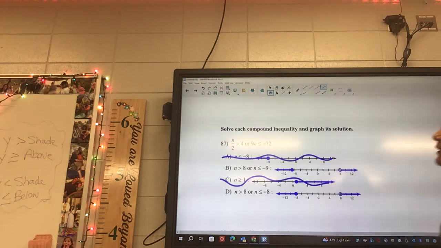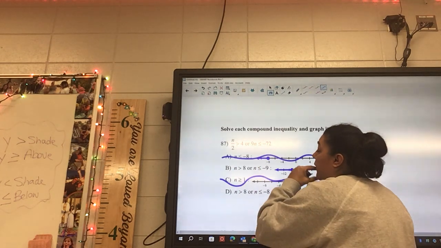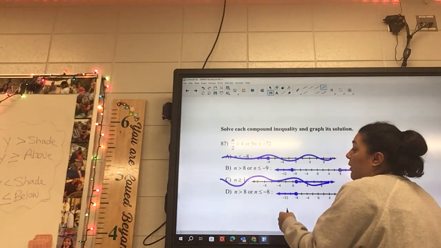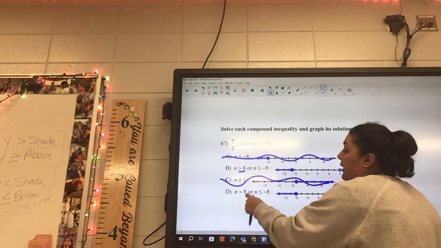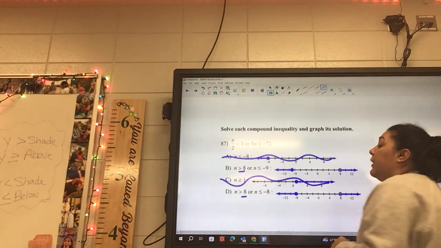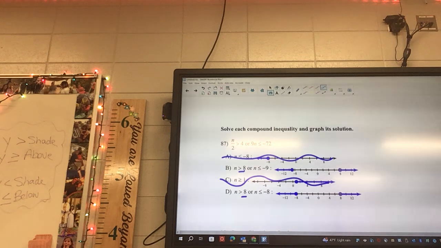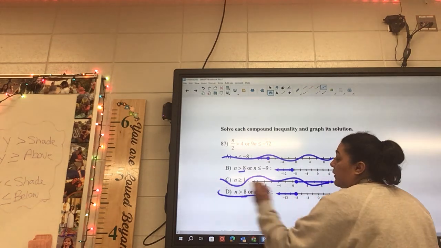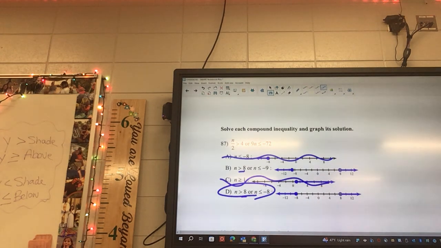Okay, so after that, it's a matter of doing the math. So our first one, you're going to times by 2 on both sides. What is 4 times 2? 8. So a positive 8, and this one has an 8, and this one has an 8, so that checks out. And then the other one, you're going to divide both sides by 9, so it's got to be D.